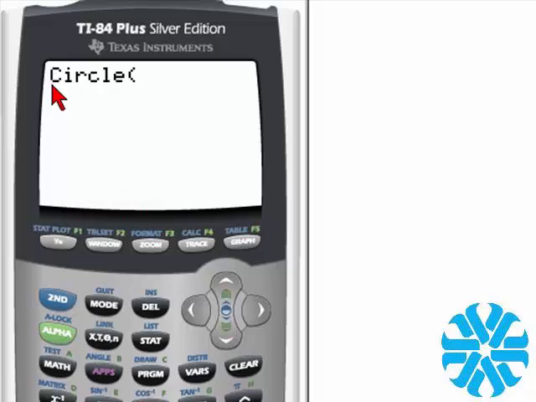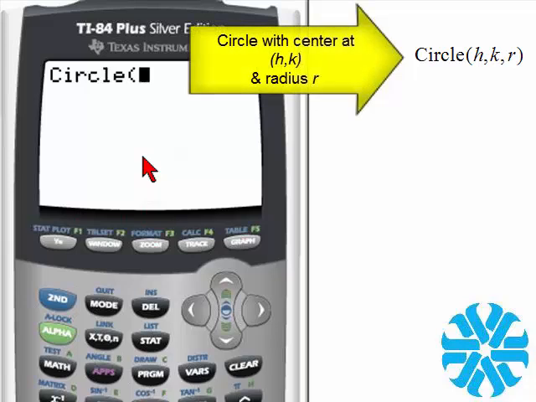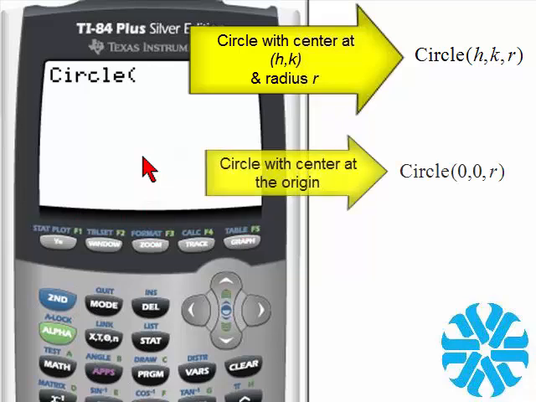we have on the screen circle with a left-hand parenthesis. So the notation for the circle, as you can see here on the right, says circle H, K, R with the center at H, K and a radius of R. So if the center is at the origin, the notation would be you'd have circle and then you'd have 0, 0, and then whatever the radius is. And then you close the parenthesis.